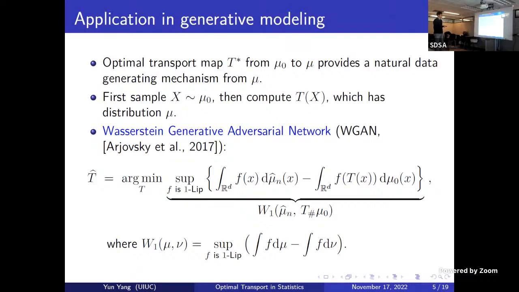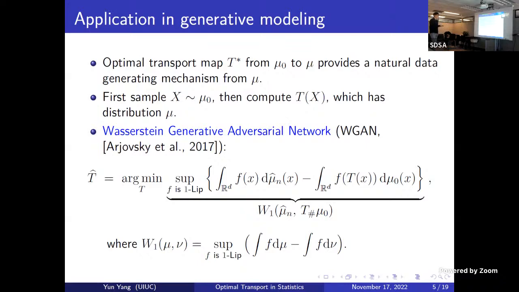This can be computed as the largest possible difference over all F that is one Lipschitz. So this is the expectation of F under mu, and this is the expectation of F under nu. So we just find some function that is one Lipschitz that maximizes this expectation difference. Then the largest possible discrepancy is the W1 distance.